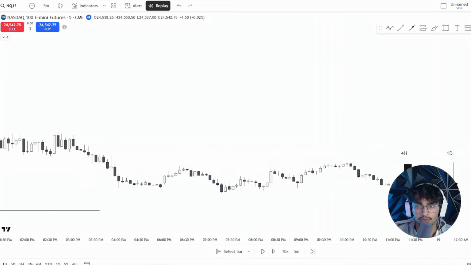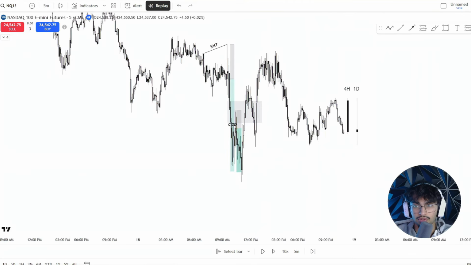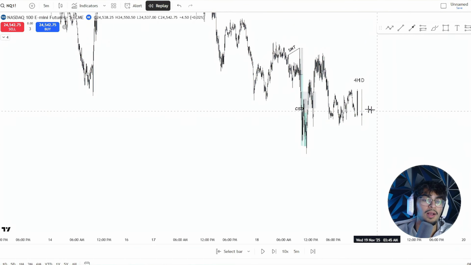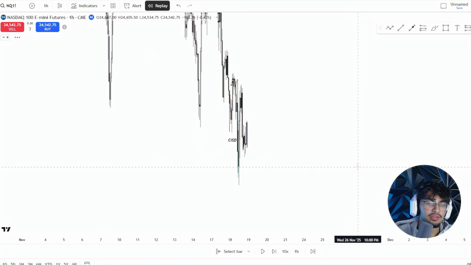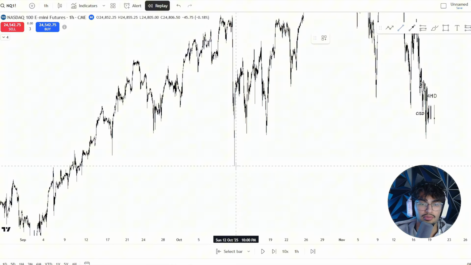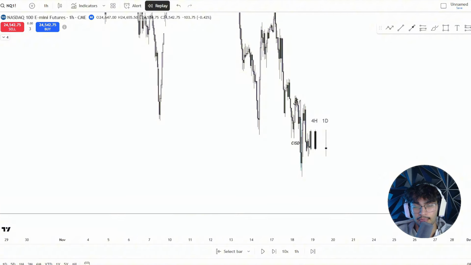But I think, let's wait and see. So at this point, my daily drawn liquidity, or my monthly drawn liquidity, is still that monthly low. But it is a large way down. As you guys can clearly see, it's this low here. I've been saying that all in my pre-market analysis.